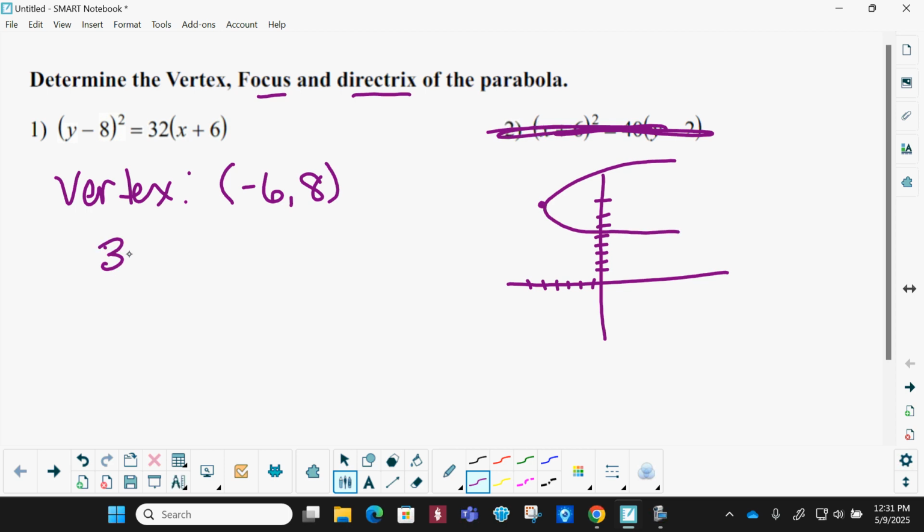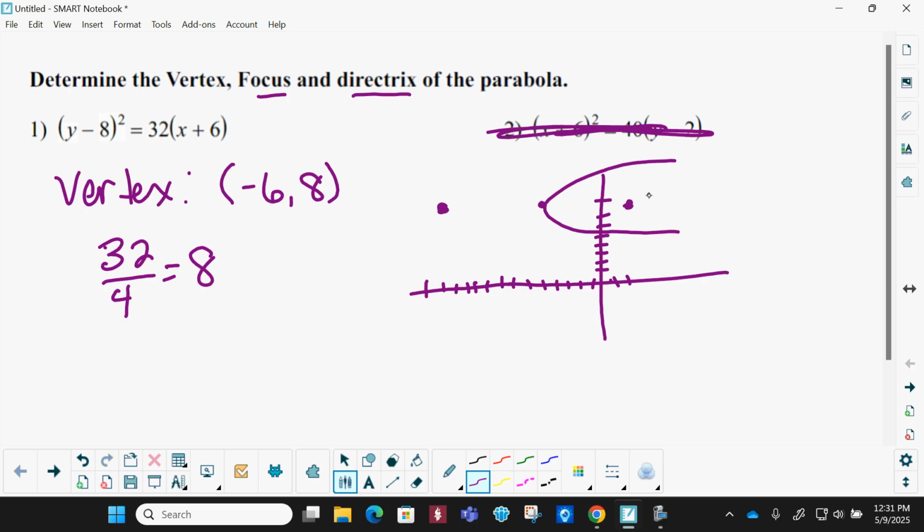Then what you're going to do is take your 32, divide it by 4. Remember, it's always 4, and we get 8. So now what we're going to do is go here to the vertex and count right 8 and left 8. So 1, 2, 3, 4, 5. Wait, 1, 2, 3, 4, 5, 6, 7, 8. So we're going to have a dot here and 8 in the opposite direction. 1, 2, 3, 4, 5, 6, 7, 8, and a dot right here.